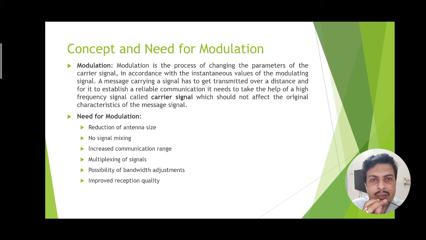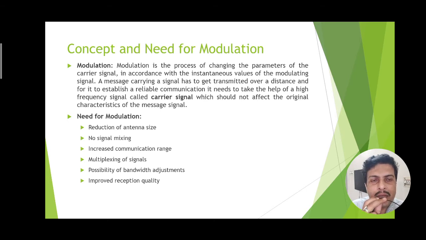Increased communication range. The range of communication means 5 kilometers or 7 kilometers. So by distance, if we measure, due to the modulation the communication range is also increasing, because the signals are getting higher power, and as well as they are separated from other modulated signals, so they can be transmitted over a long distance. Multiplexing of the signal means the signals can be accommodated over the channel and they will not be mixed in the channel. At the receiving end, they can be well separated by the process of demultiplexing.